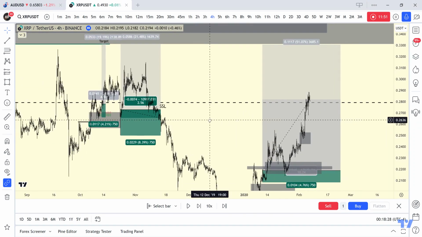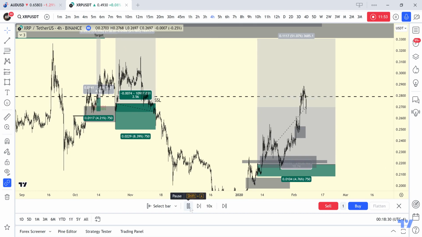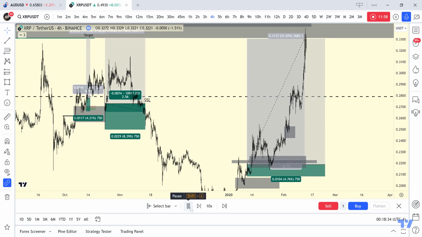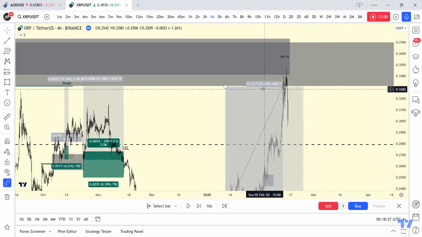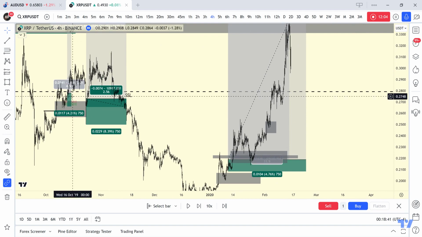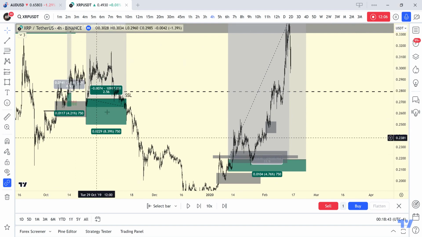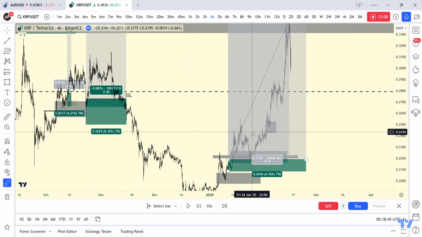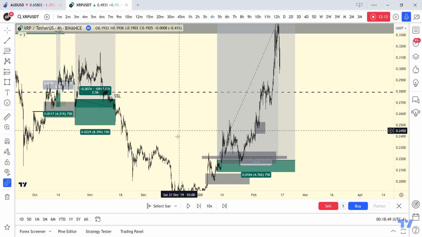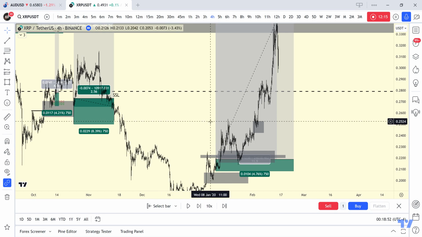We're back in here. Let's just go all the way, baby. Let's go all the way. Oh yeah. Both targets hit. Lost an R here, lost an R here, gained 12R here, if you were to hold the entire position.